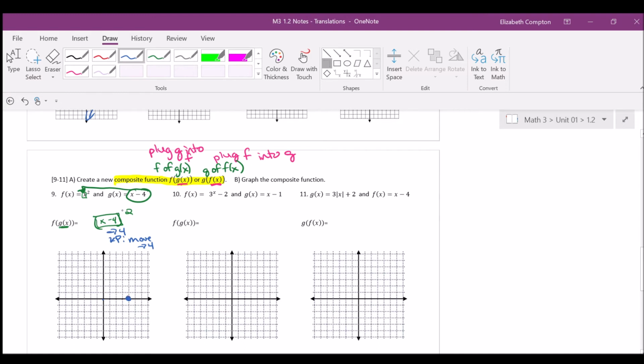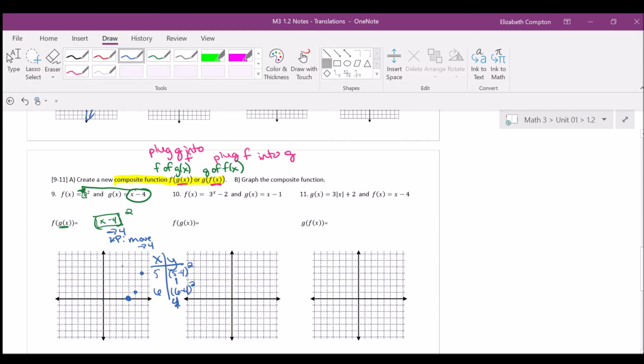This is a quadratic, so we have a parabola, so I'm going to make a table. We plug in 2 to the right, so I'm going to plug in 5 and 6. So I have 5 minus 4 squared, that's 1 squared, so that's 1. 6 minus 4 squared, that's 2 squared, so that's 4. So I have 5 comma 1, 6 comma 4.